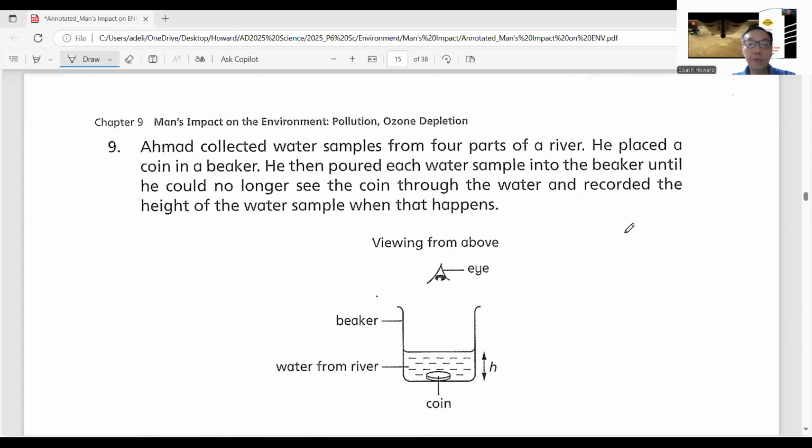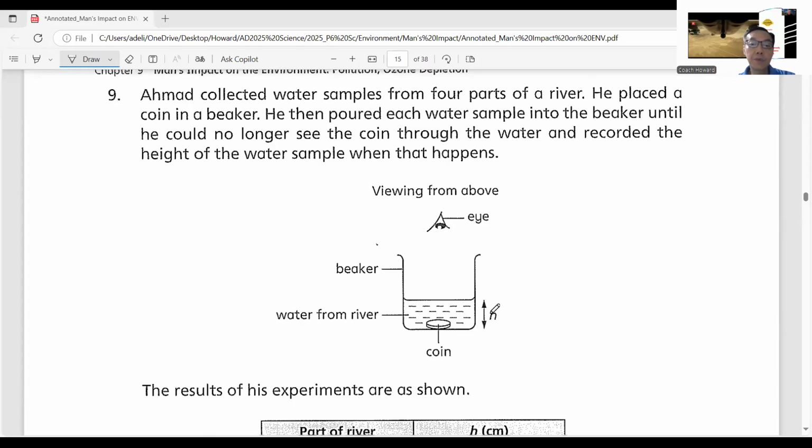Okay, let's continue with this question 9. This is a typical question in PSLE. So they will show you this height, right? It is the distance from the coin to the water level.